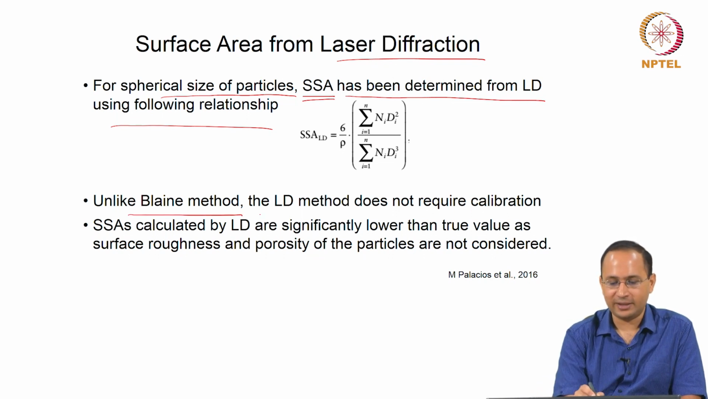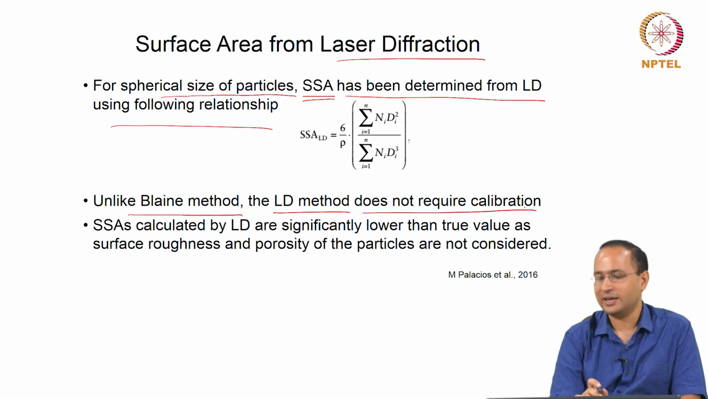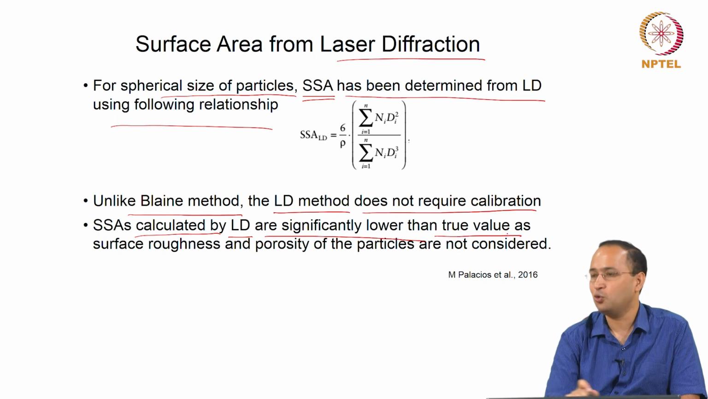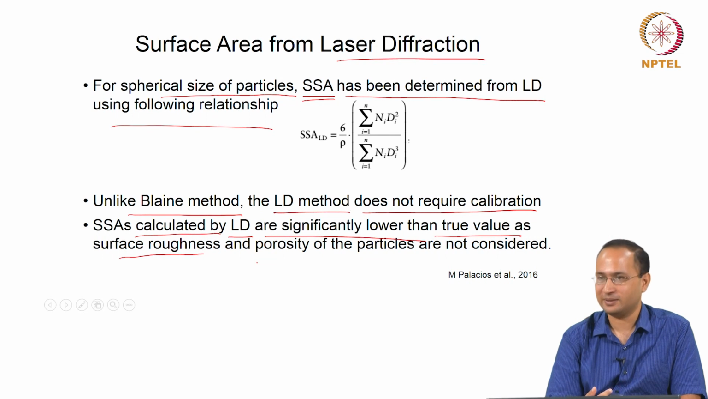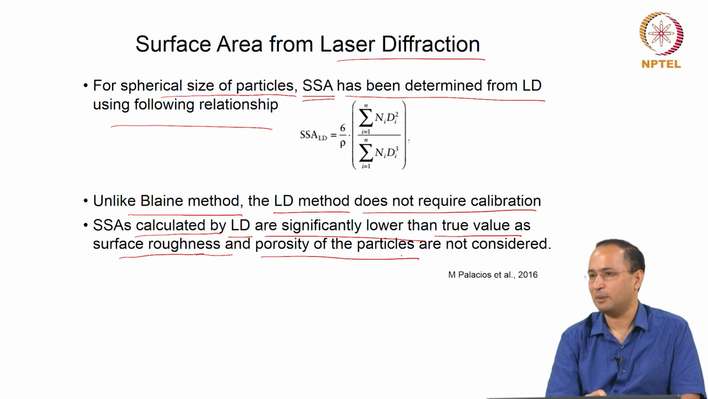So, unlike the Blaine method, the LD method does not require any calibration. Here you do not need any calibration. However, the SSA calculated by laser diffraction is significantly lower than the true value, because it does not take into account surface roughness. It is based on the diameter, on volume. So, surface roughness and porosity, because particles may have inherent porosity, and also there will be some roughness, will add to your surface area, which is not captured using LD.